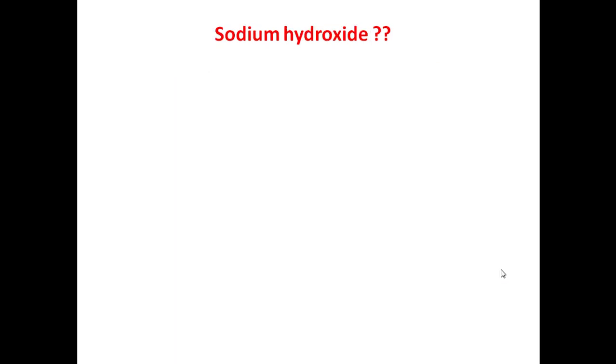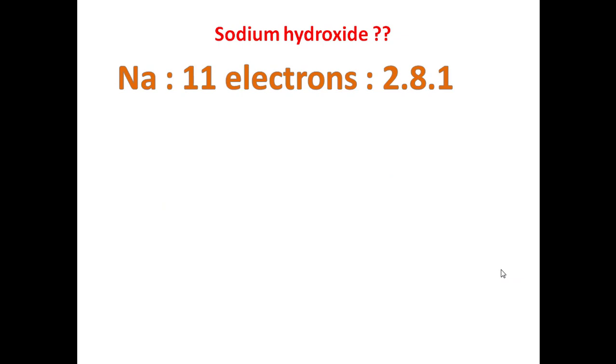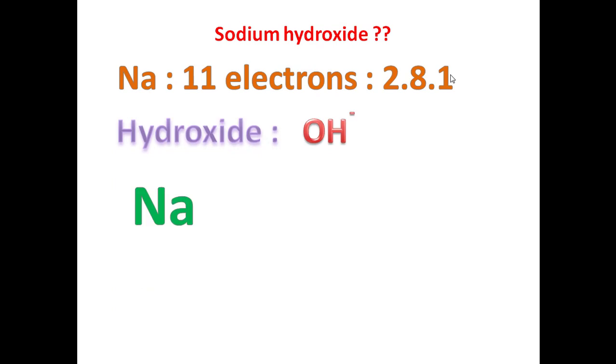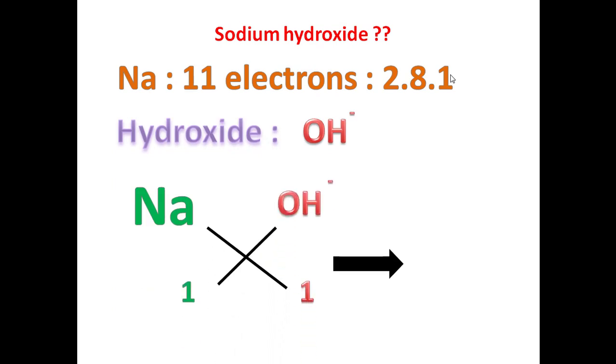Another example, which is sodium hydroxide, it has 11 electrons, so 1 electron only is located in the outer shell here, and hydroxide, which is OH minus, so we write them as we did, and we got this NaOH.